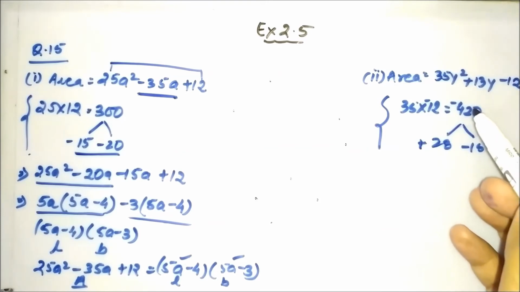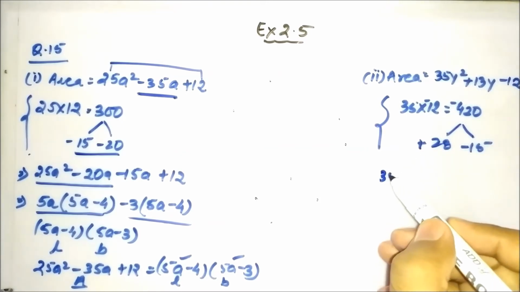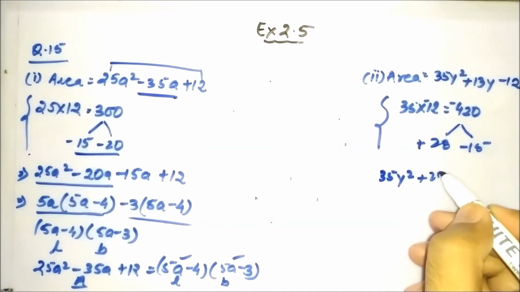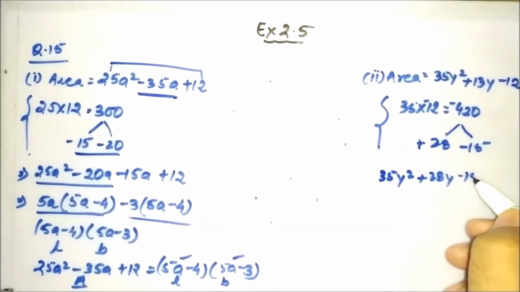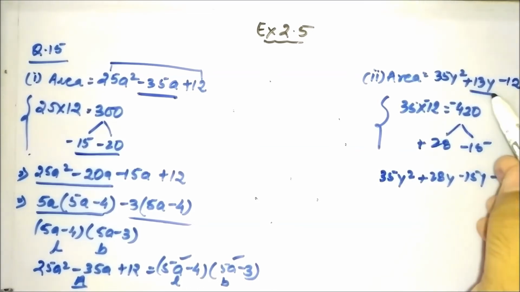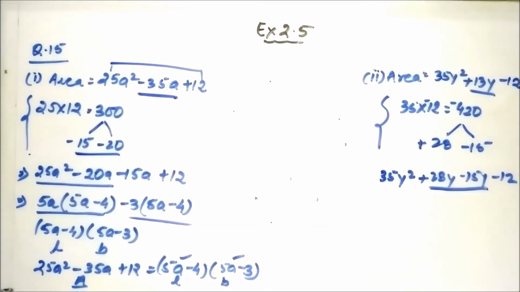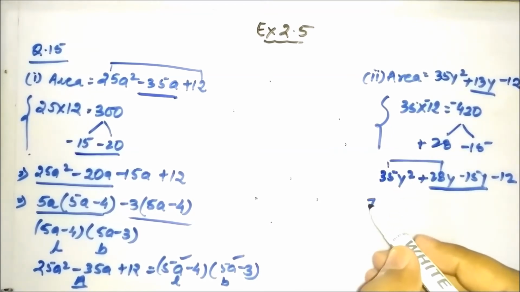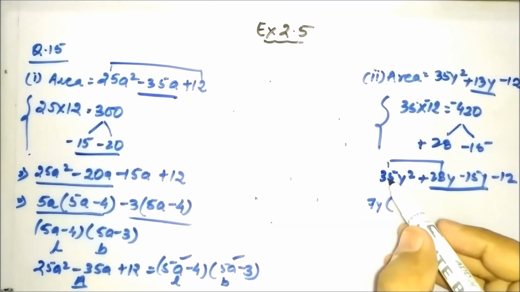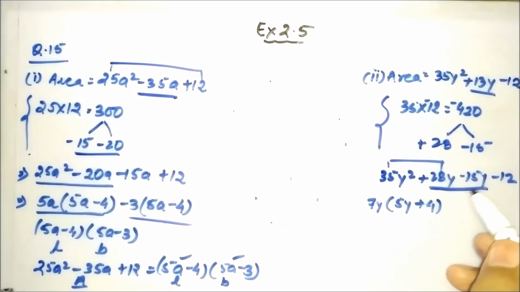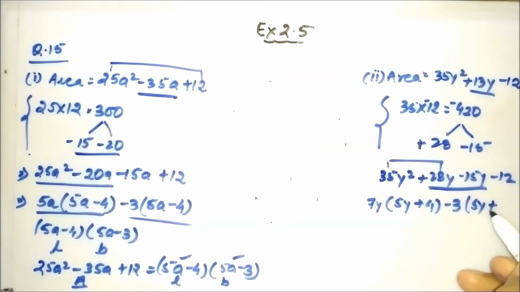So we can replace the values as 35y square plus 28y minus 15y minus 12. Just in place of 13y we have written 28y minus 15y by splitting the middle term. Now from these two we can take 7y as common, and here we are left with 5y plus 4. Again here we will take minus 3 as common and we will be left with 5y plus 4.